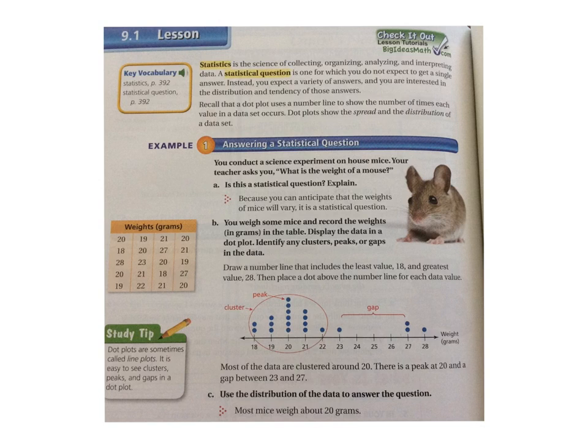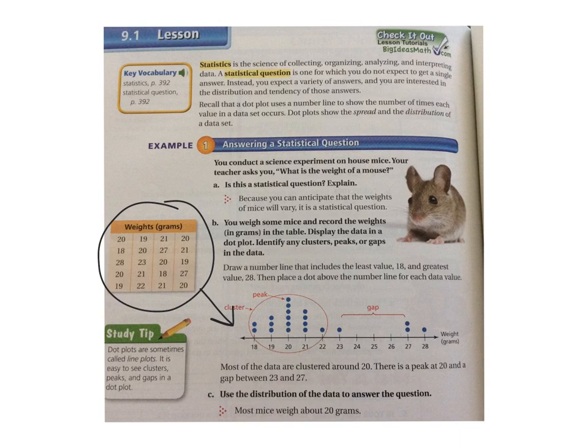Part B says you weigh some mice and record the weights in grams in the table. So over here on the left, we have this orange table. Then we're going to take all of our recorded weights from the table and display them in a dot plot. So a dot plot is a number line, and then every time a certain value occurs, you put a dot there.